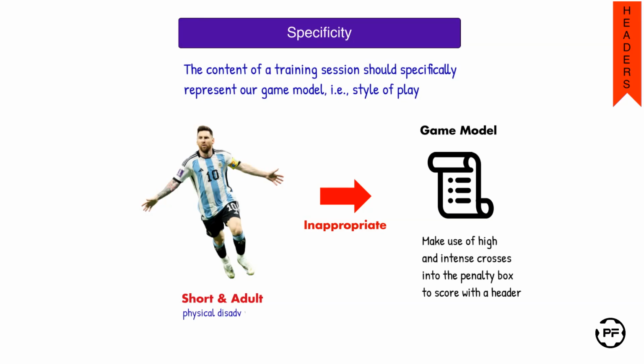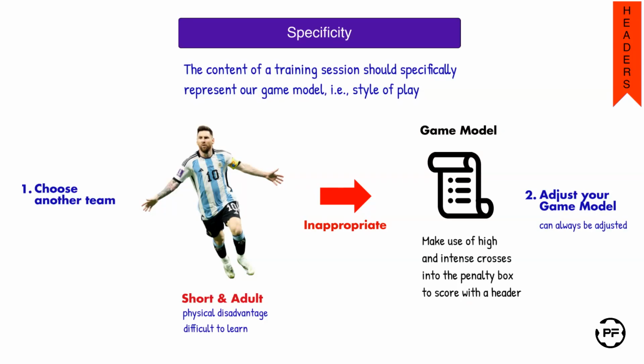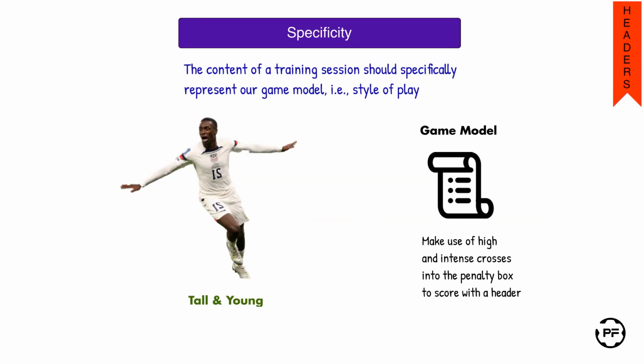When it comes to a heading skill, being short involves a certain degree of physical disadvantage, whereas being an adult implies that it might be more difficult to learn a new skill. In this case, you have two options. Either choose a different team or adjust your game model. It is totally fine to adjust your game model since it's never stable and can always be altered. But let us proceed from the premise that your team involves tall and young players and is appropriate for a game model.